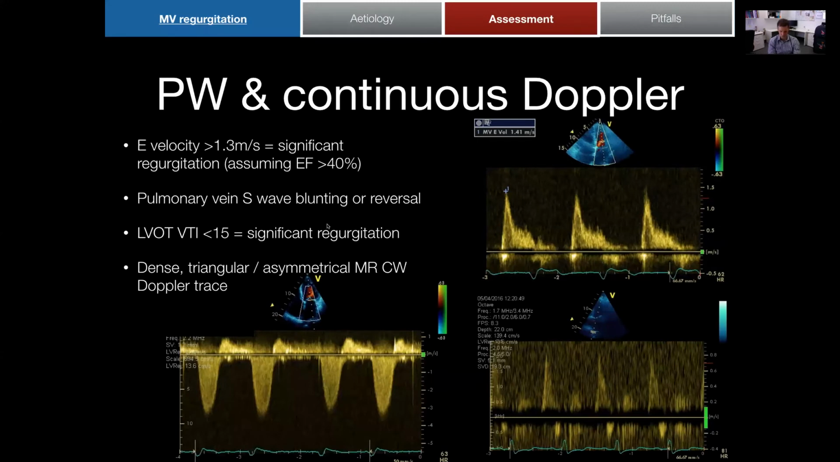Okay, and still coming to the end of things here before we get to do a real quick case: the pulse wave and continuous Doppler. This stuff is gold for trying to pick up whether something is significant or not. And there are a few little tips and tricks that I just wanted to stick in here.